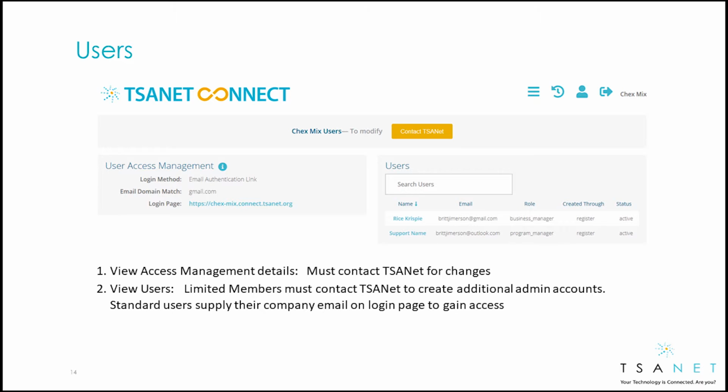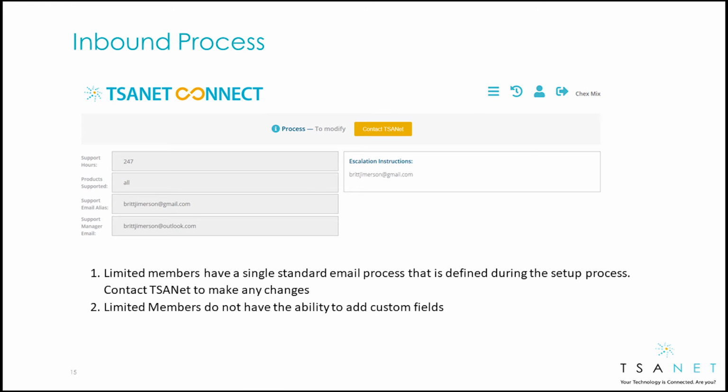Standard users will supply their company email on the login page to gain access. The inbound process will show how the system is set up to receive collaboration requests from your host. It includes escalation instructions that the partners can use if needed. Contact TSANet to make changes to your inbound process.